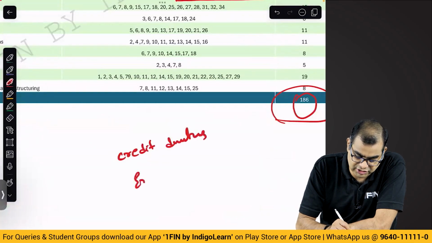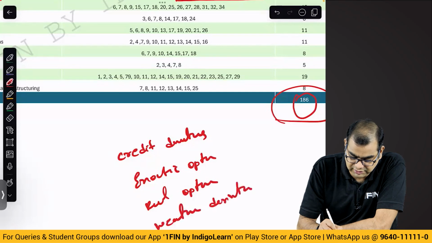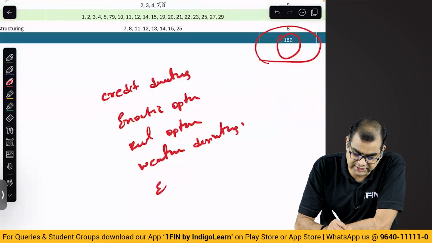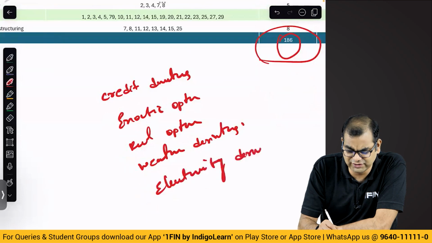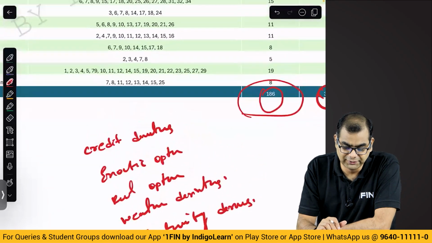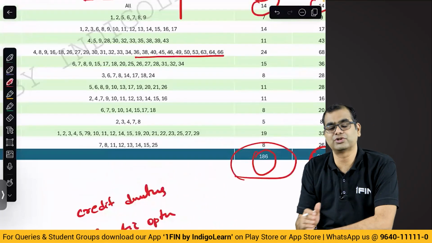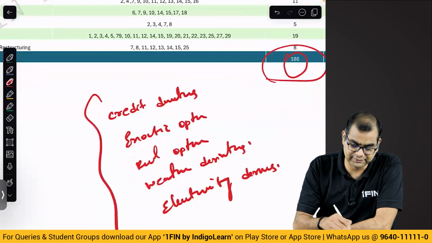Then you have exotic options, real options, weather derivatives, then you have electricity derivatives. Out of these questions, I've done a pick and choose method of what I thought were important, but even then a large number of questions got added, primarily because these new topics have been added.